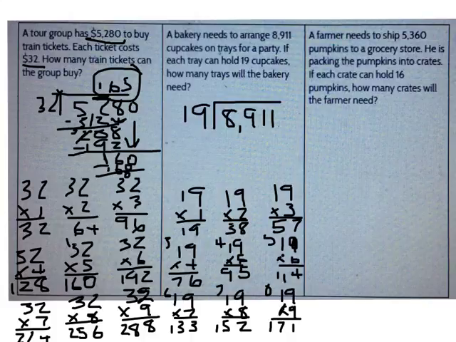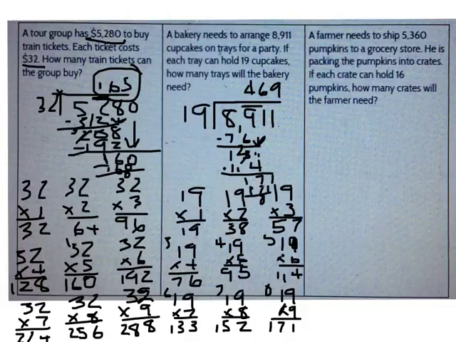Now that you have them, where should we start dividing? We should start dividing with the 8,900s. Now you solve the problem. What's 8,911 divided by 19? The answer is 469. The bakery will need 469 trays.